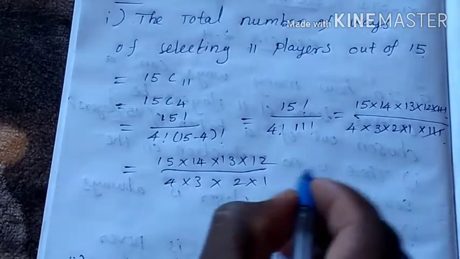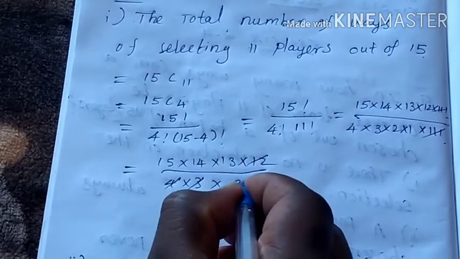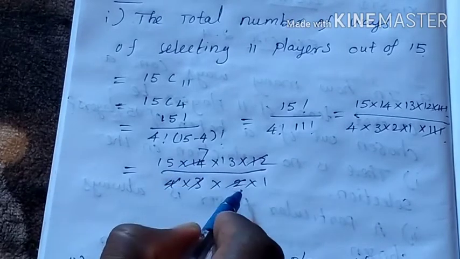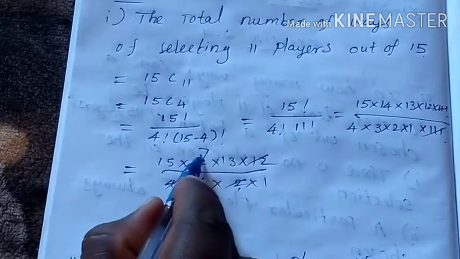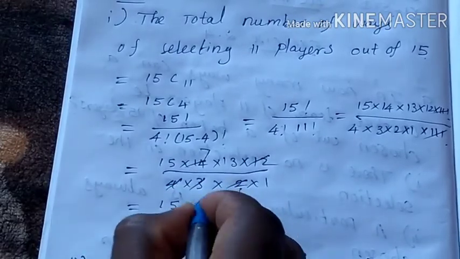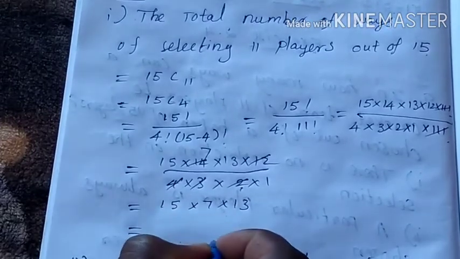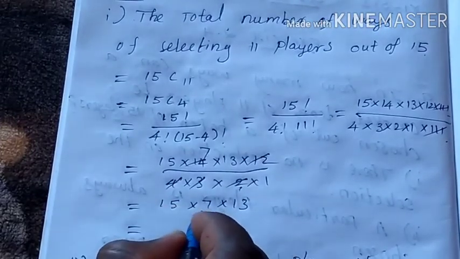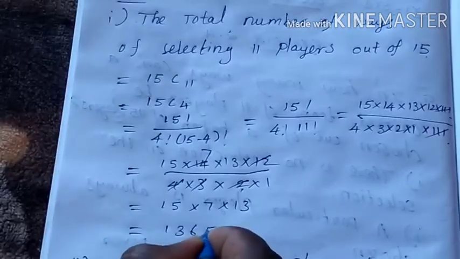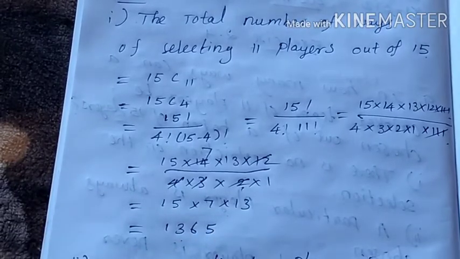Making the cancellation: 4 3s are 12. Then 1 2s are 2, 7 2s are 14. The remaining terms are 15 into 7 into 13. 15 7s are 105. 105 into 13 equals 1365. This is the selection count for the first subdivision.